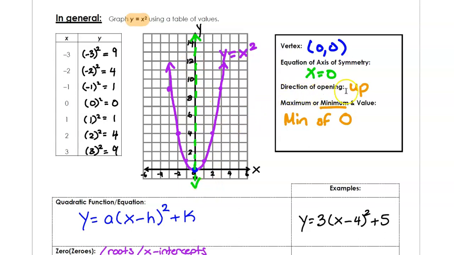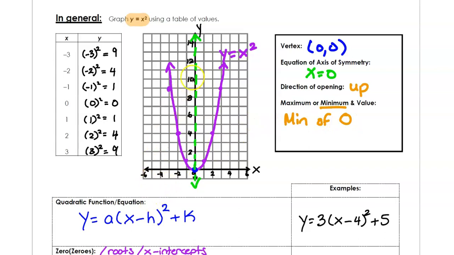Okay. Direction of opening means, is it opening upwards, like does it go on forever upwards, or is it flipped upside down and going downwards forever, which it could. So this answer is either up or down, and in this case it's going up forever, so we say it's opening upwards. Lastly, the maximum or minimum value. So what they mean by that is, do you see how it goes up forever? There is no maximum value because it goes up forever. But there is a minimum value, which is this part right here. The vertex is actually the lowest point of the graph, and it happens at a height, so at a y value of 0. And that's why we say it has a minimum of 0.